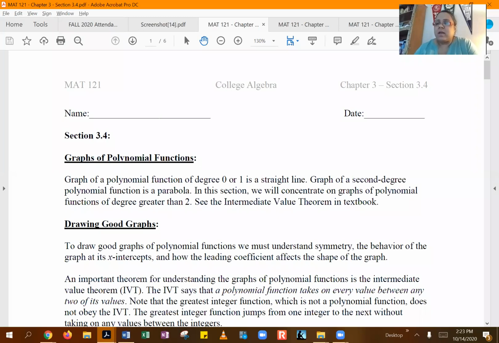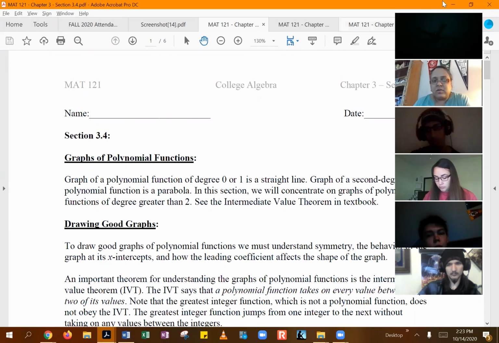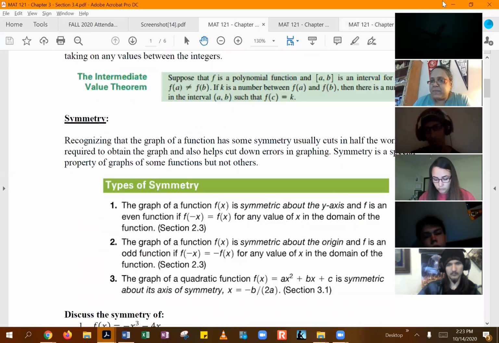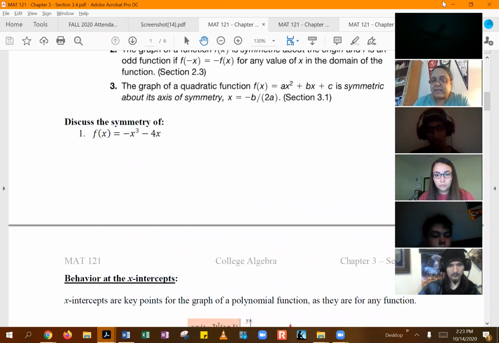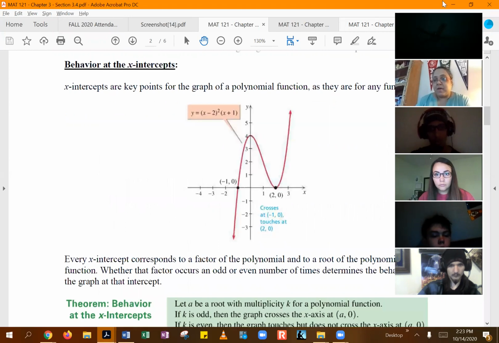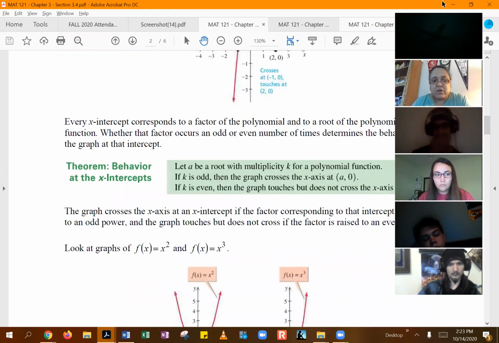Before, we were talking about how we can draw these polynomial function graphs. So we had talked about symmetry, in terms of the y-axis or the origin, or if it's a quadratic function, it has its own symmetry. We had talked about the behavior at the x-intercept, so that way we know if our graph will be crossing the x-axis or just touching the axis but not crossing it.